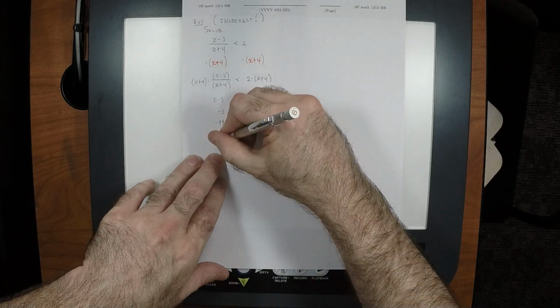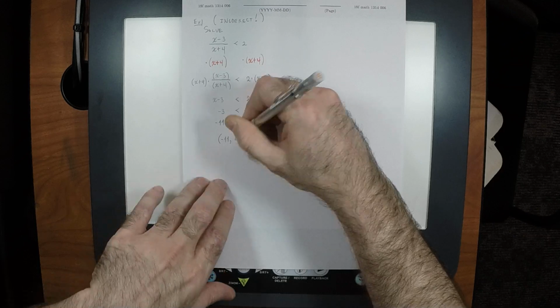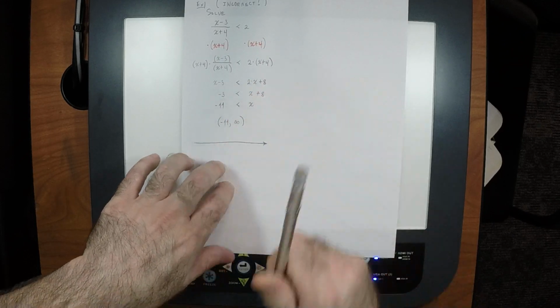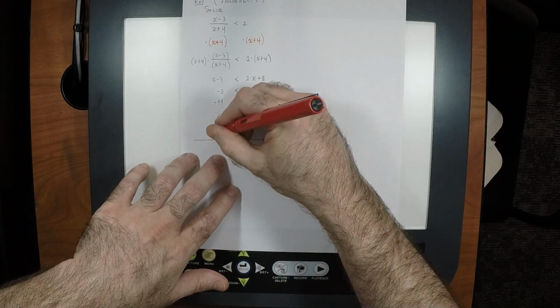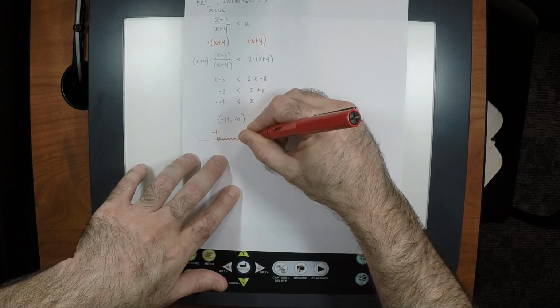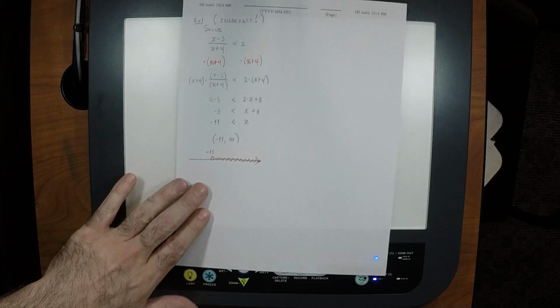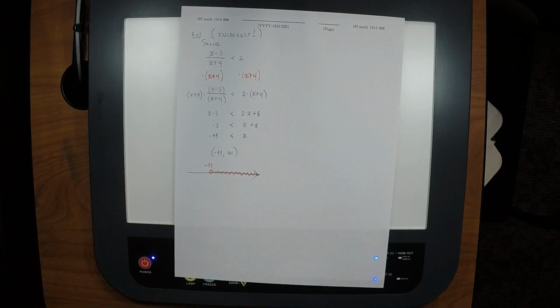So as in interval notation, it would look like this. So negative 11 to infinity. And as a plot, it would look like this. All right. This is wrong. It's not even close to correct.